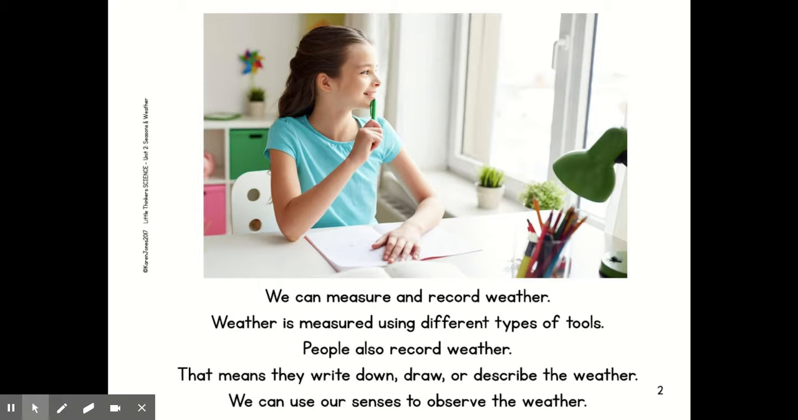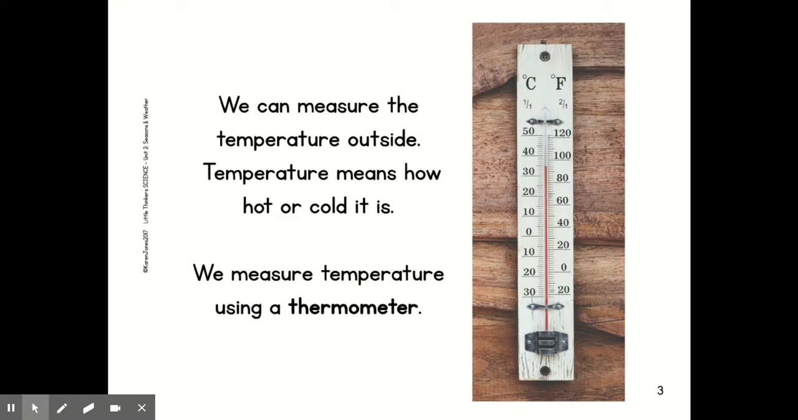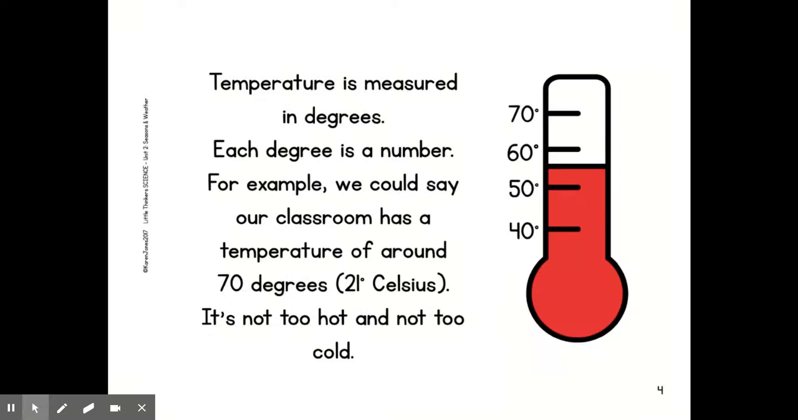We can use our senses to observe the weather. We can measure the temperature outside. Temperature means how hot or cold it is. We measure the temperature using a thermometer. Say thermometer. Great. Temperature is measured in degrees.